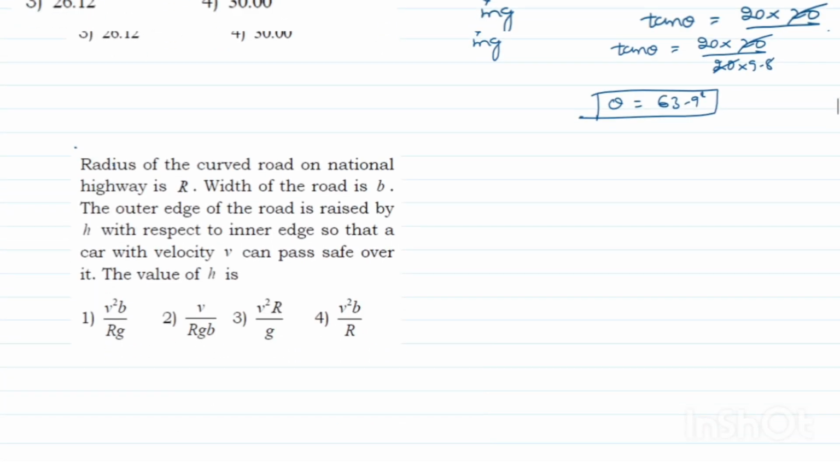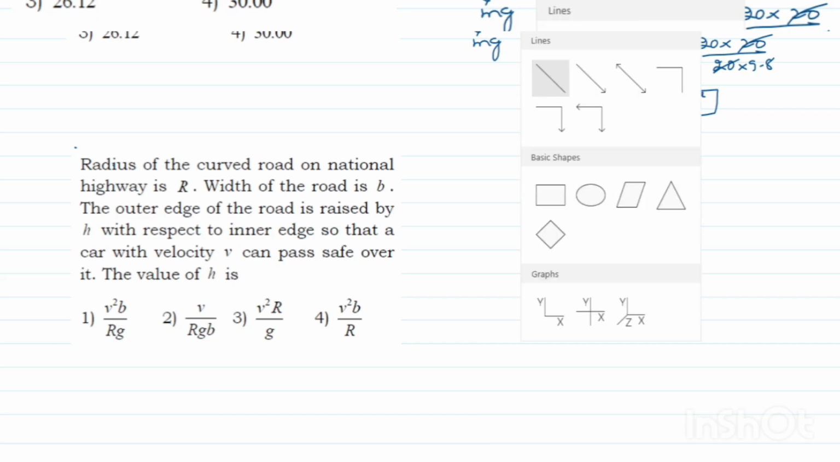Let us see the next question. The radius of the curved road on a national highway is given as r. The width of the road is given as b. The outer edge of the road is raised by height h. And here also you can take the same scenario, students.